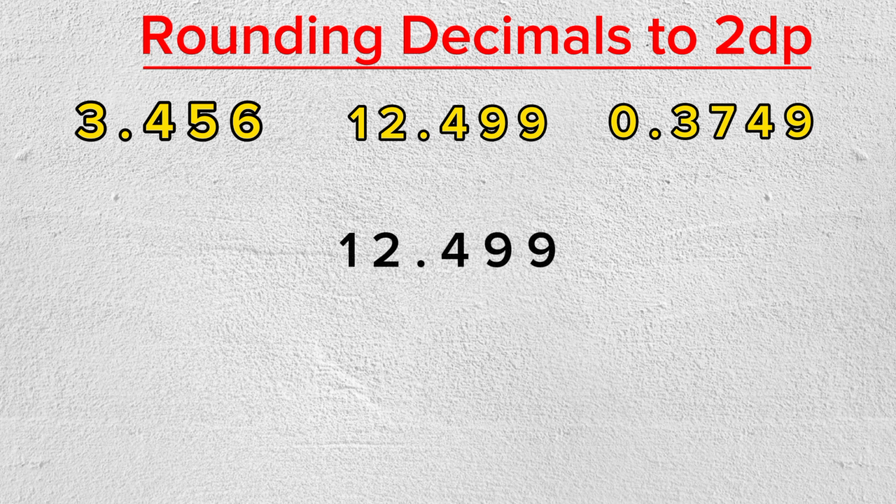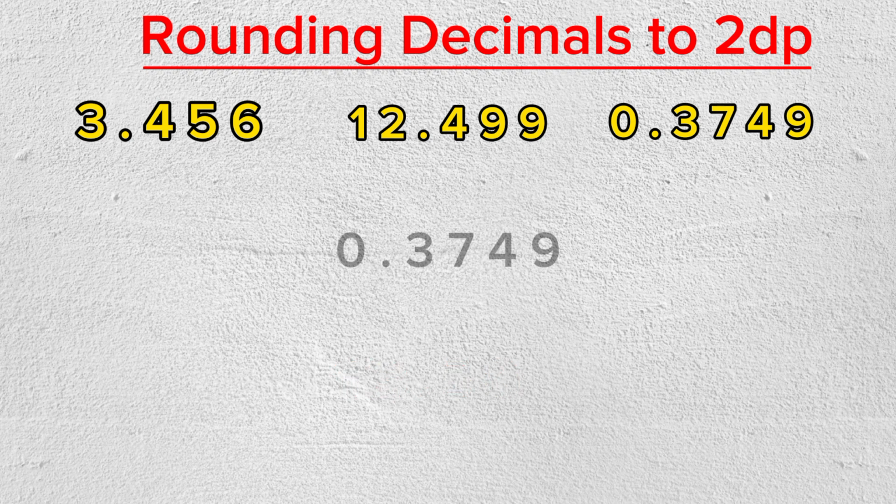Number 2, 12.499. The digit in the second decimal place is 9, so we look to the right. The digit at the right, which is the third decimal place, is 9, and it's greater than 5. So we round up the digit in the second decimal place, which will give 10. But we can't have 2 digits in one place value. So we write 0 and carry 1 to the next place value by the left, here the first decimal place, just as in regular addition, and the digit becomes 5. Remove other digits to the right of the second decimal place, and the answer is 12.50.